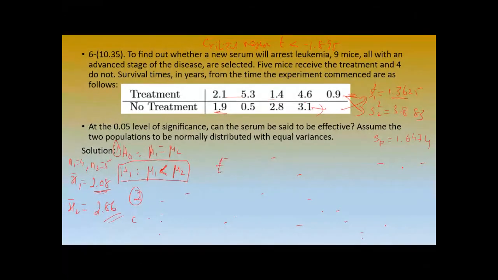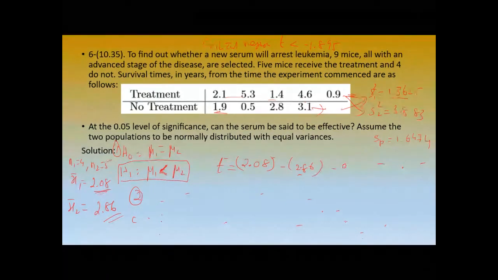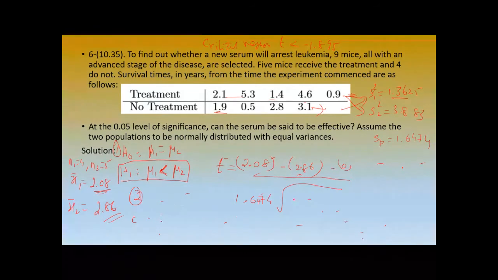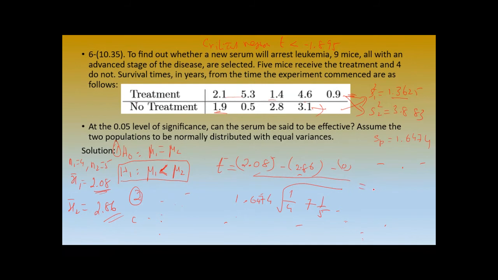Okay, now T should be calculated. X1 minus X2. What is X1? X1 bar 2.08 minus 2.86, minus mu1 minus mu2 which is 0, divided by Sp, which is 1.6474, times the square root of 1 by 4 plus 1 by 5. Use a calculator to get this value, which is negative 0.70, isn't it?